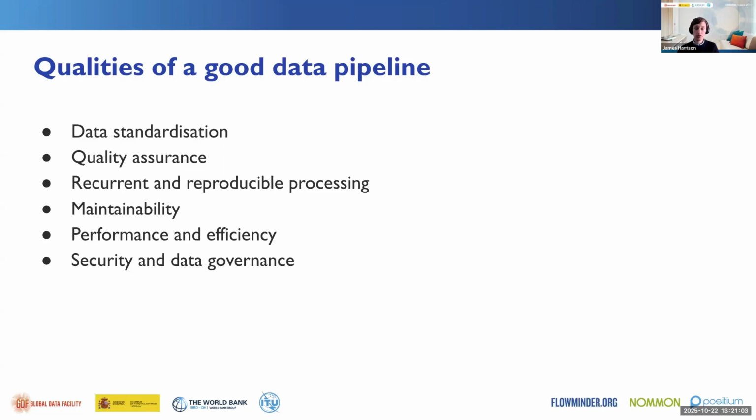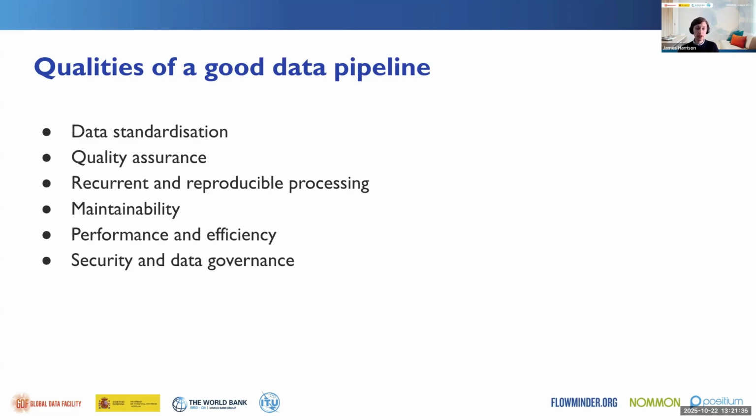Recurrent and reproducible processing, so making sure that data processing happens in a recurrent manner, preferably as automatically as possible to reduce manual effort and reduce the possibilities of human error, and in a reproducible manner so that we can go back and rerun calculations later if data changes, if the method changes, without needing to worry about working out what else might have changed along the way.